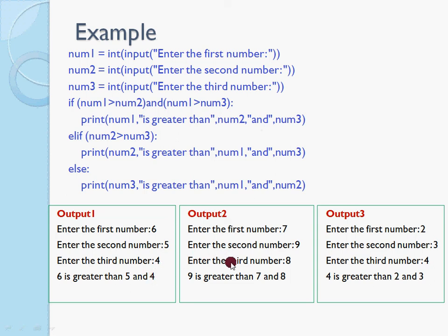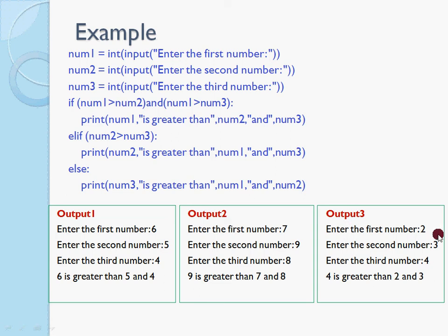In the second output, the first number is 7, the second number is 9 and the third number is 8. So 7 greater than 9 is false. If any of the inputs to an AND operator is false, obviously the condition is false. So it checks the second condition. The second number is 9 and the third number is 8. 9 greater than 8, yes, the condition is true. So what happens? It prints num2 is greater than num1 and num3.